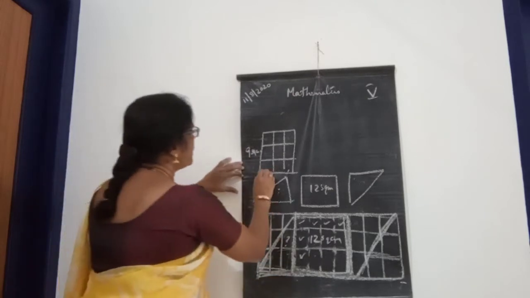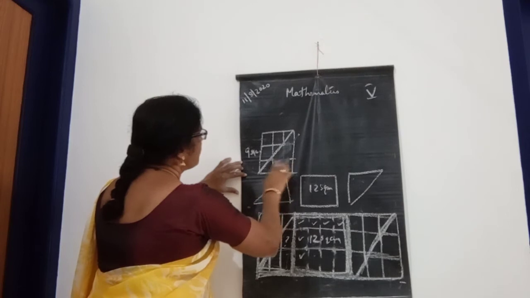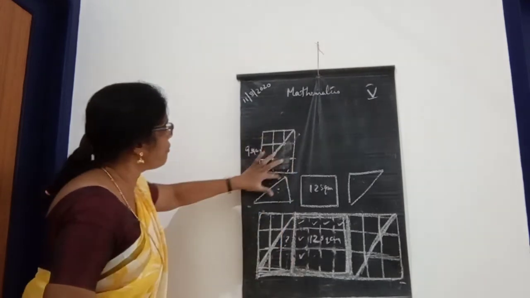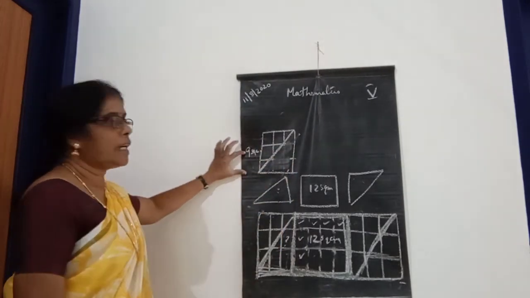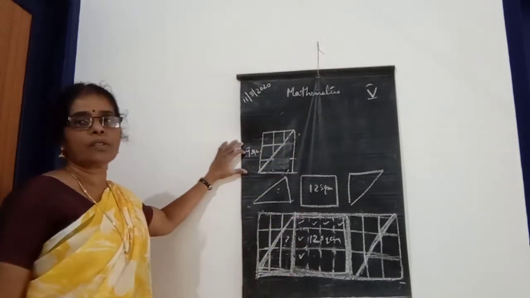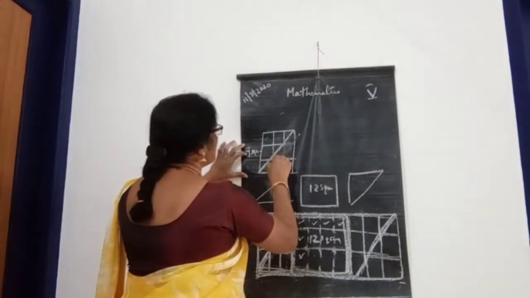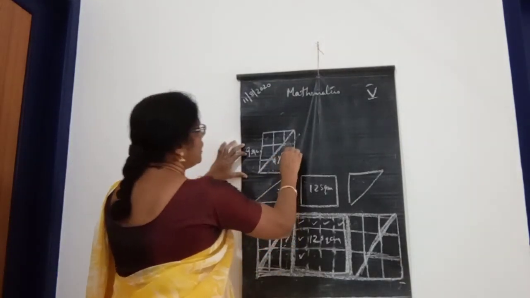Then half of this portion, isn't it? Half of this portion means, look here. This one is the half of this square. That means this one is 9. 1, 2, 3, 1, 2, 3. 3 into 3, side into side. That is 9. So half of 9 means that is 4.5 square centimeter.